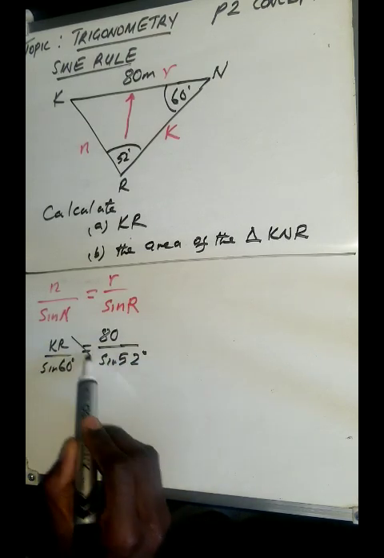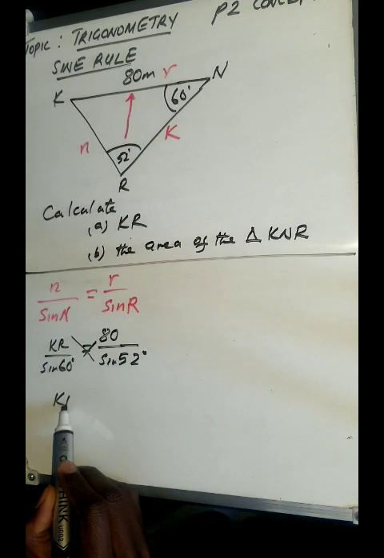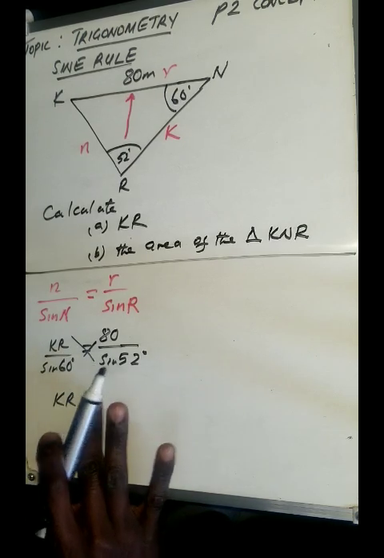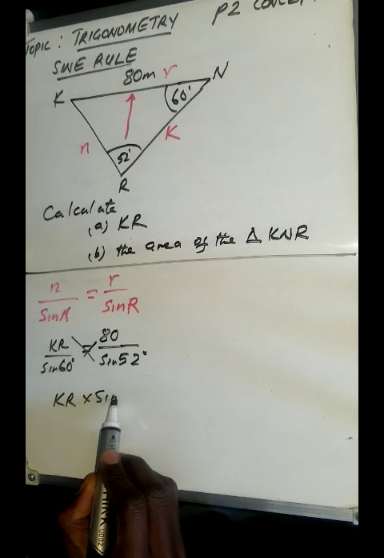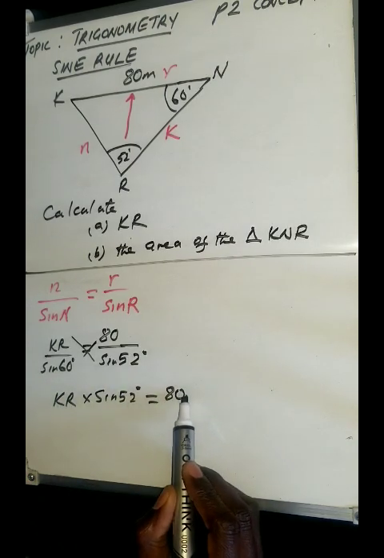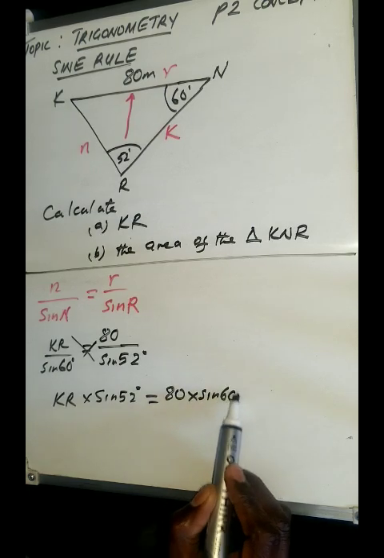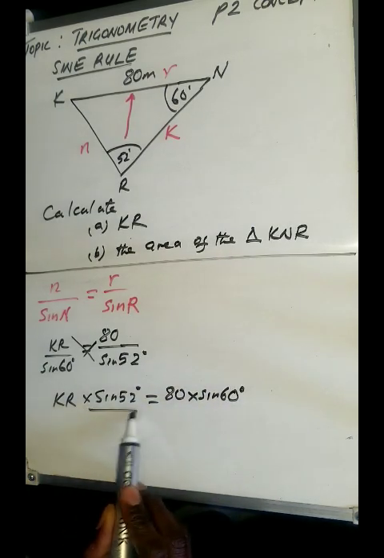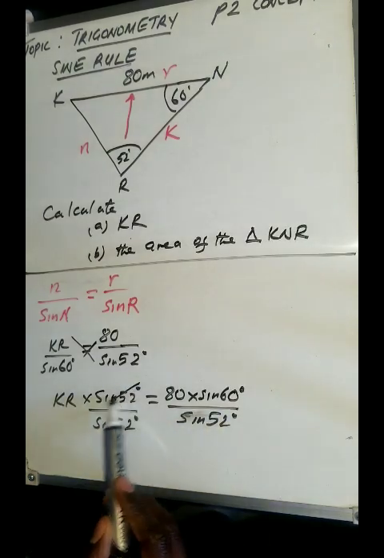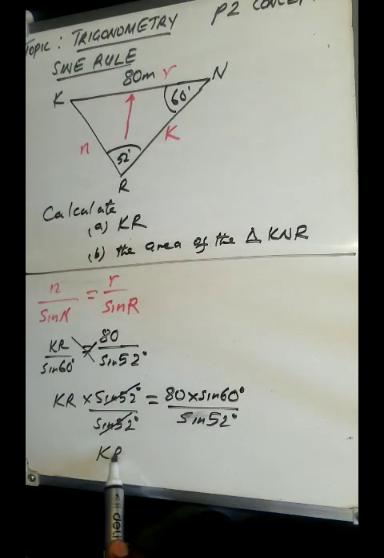Then from there, you can cross multiply. So it simply means that KR multiplied by sine 52 degrees should be equal to 80 multiplied by sine 60 degrees. How do I find KR? I'll divide by sine 52 degrees. What I do to this side, I'll also do to the other side. So basically, this and that will cancel. You remain with KR.